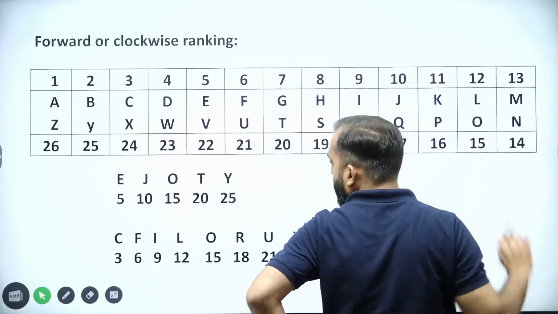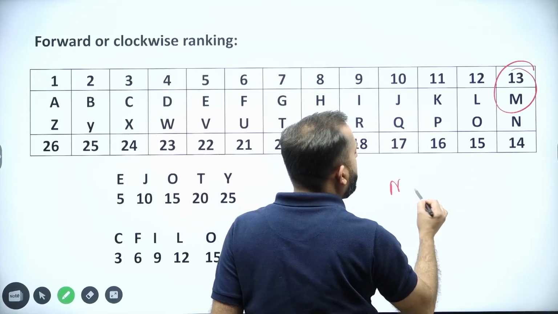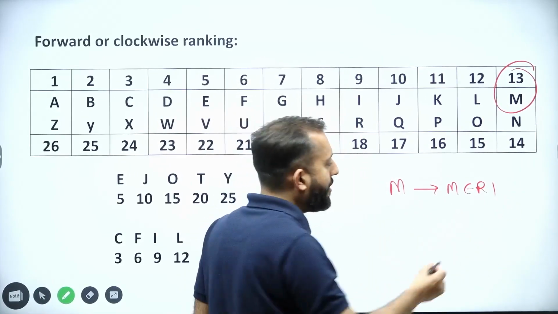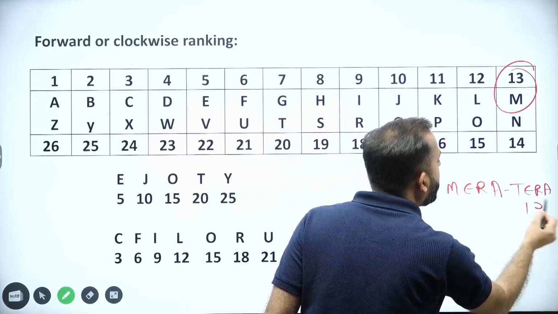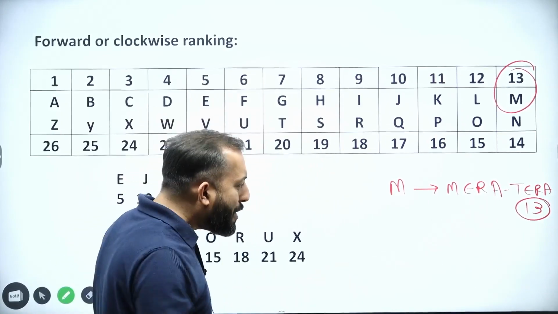What about this M? See, M. In Hindi, from M it's Mera. Mera, Tera. Tera is 13. So Mera, Tera. Tera is 13.